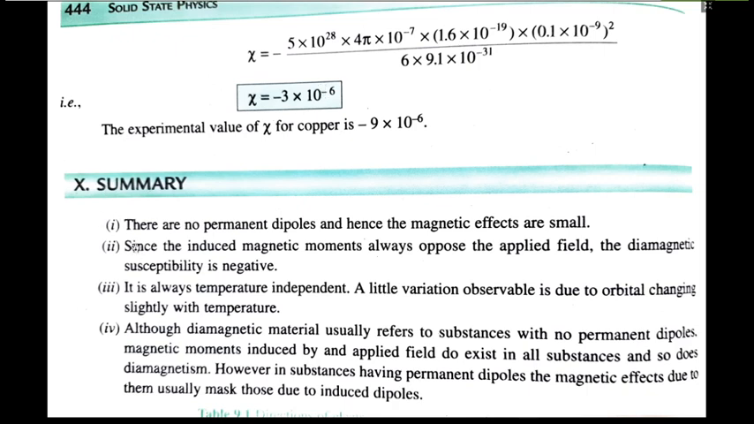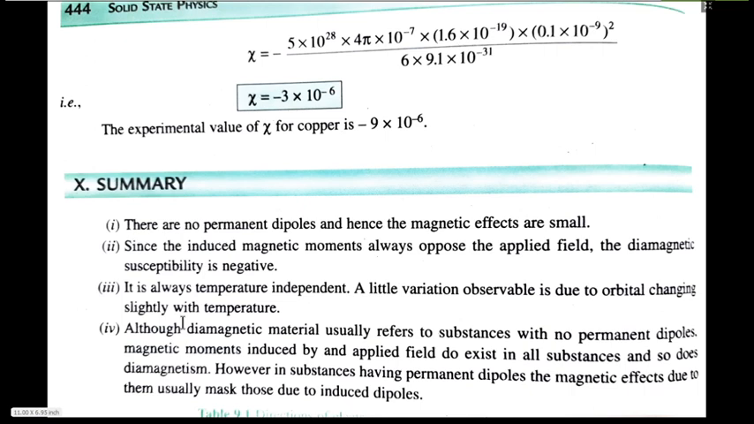So summary of the entire discussion is there are no permanent dipole moments, and hence the magnetic effects are small. Since the induced magnetic moment always opposes the applied field, the diamagnetic susceptibility is always negative. Since the induced magnetic moment always opposes the magnetic field, therefore diamagnetic susceptibility is considered to be negative. It is always temperature independent. A little variation observed is due to the orbital changing slightly with the temperature. So on an average diamagnetic material है वो temperature free रहता है.